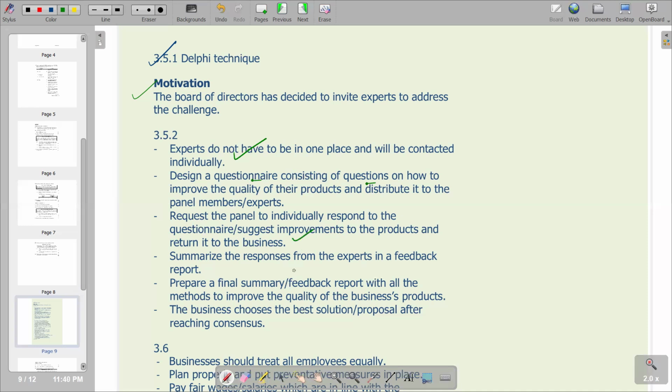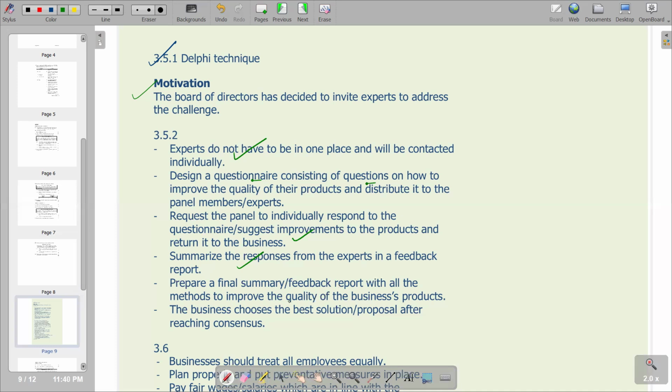Going to the fourth point: summarize the responses from the experts in a feedback report. So we are going to have a summary of the responses that have been made, and then come up with a feedback report. And then on the next point: prepare a final summary feedback report with all the methods to improve the quality of the business product. So a final summary report obviously has to be compiled at the end.